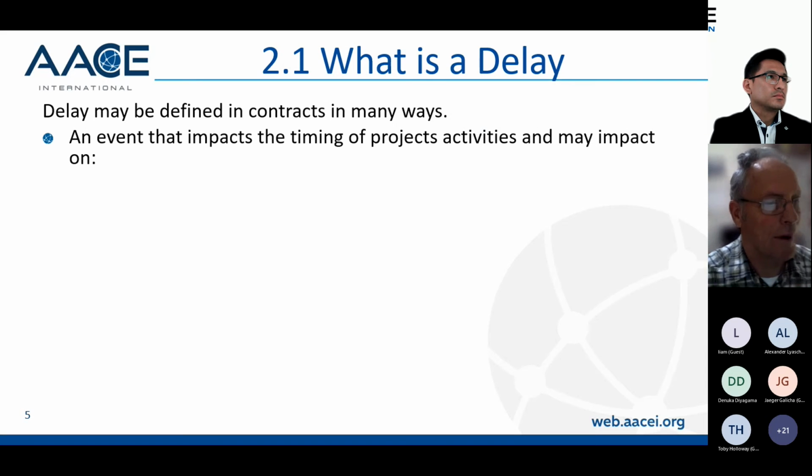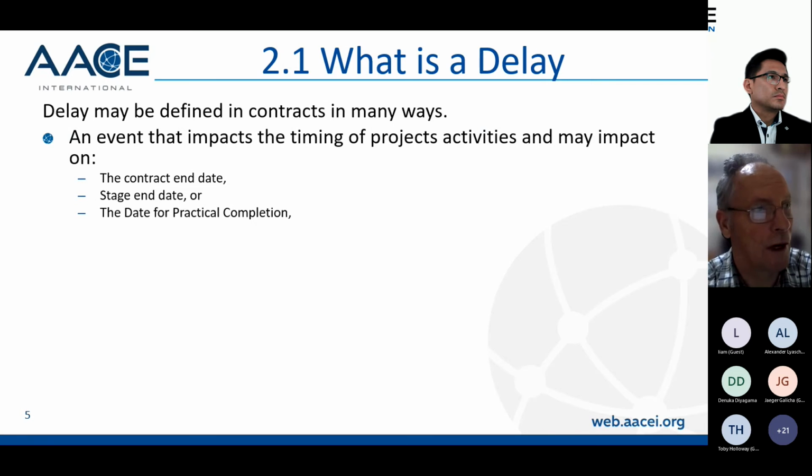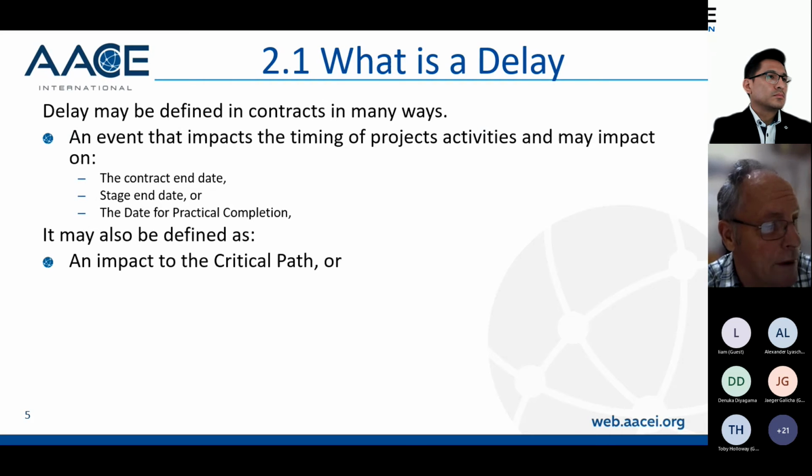So a delay can be an event that impacts on the timing of a project's activities and may impact, for example, on the contract end date, the stage end date, or date for practical completion. So you need to be very clear with the customer what date in the program and in the contract that delays are calculated against, because there could be a big difference between those dates. It can also be defined as an impact to a critical path.